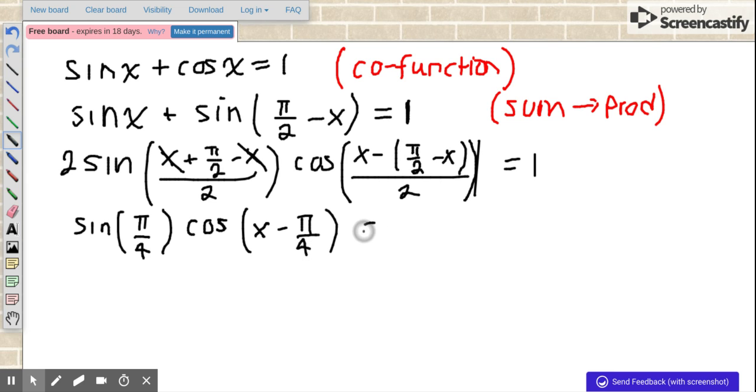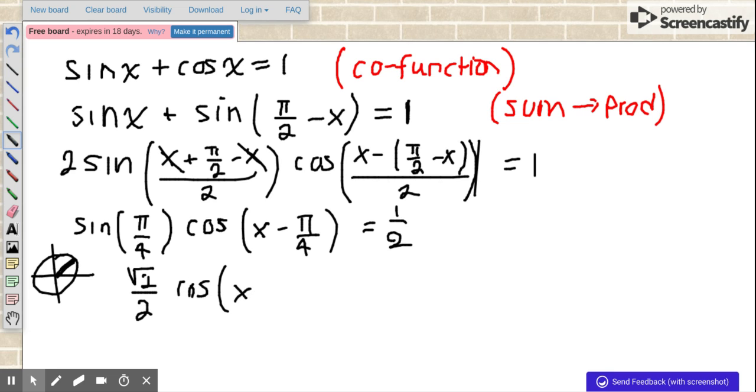And that's equal to 1/2 now because I divided by 2. Sine of pi over 4. You can just go in your table if you have it. Otherwise, we know that pi over 4 is the 45-degree angle, and for the 45-degree angle, we know that it's root 2 over 2. So this is literally just root 2 over 2 cos of x minus pi over 4 is equal to 1/2.